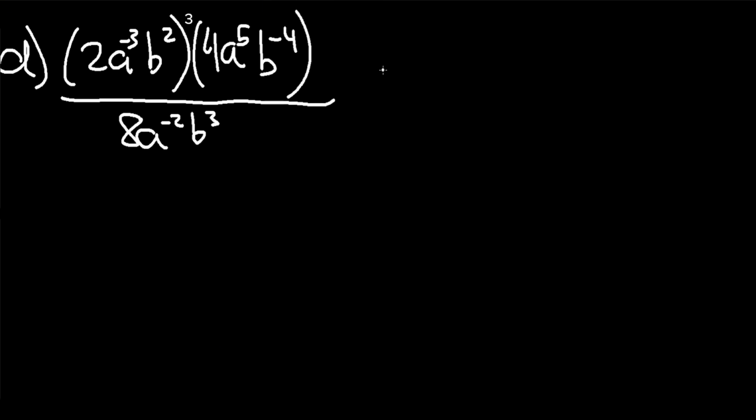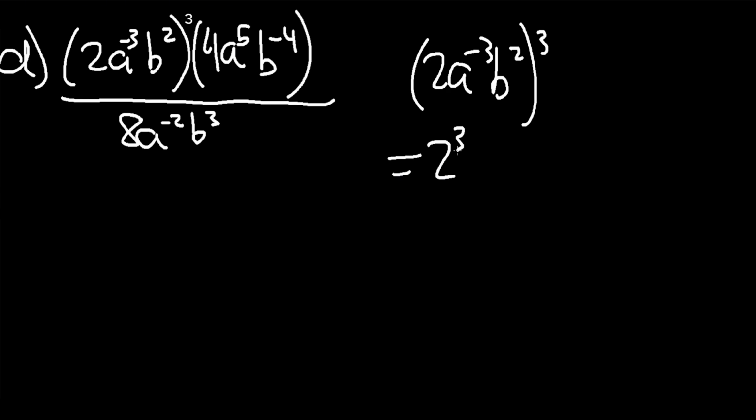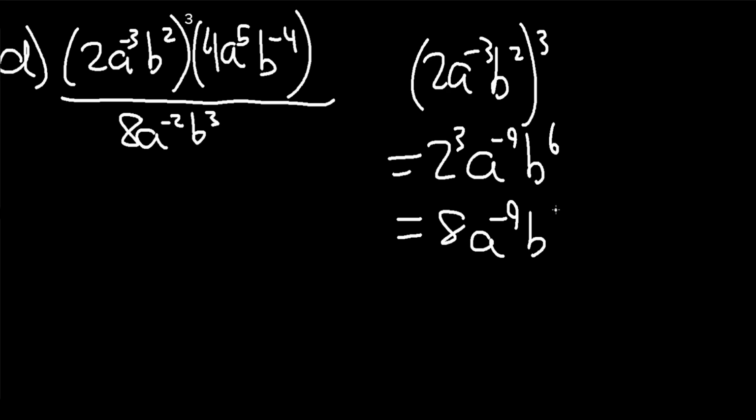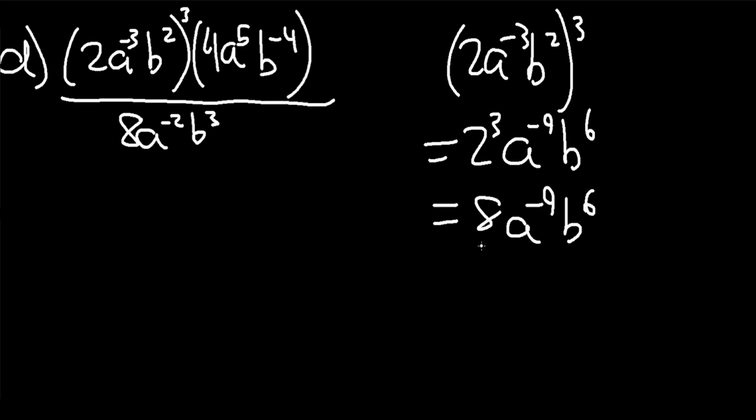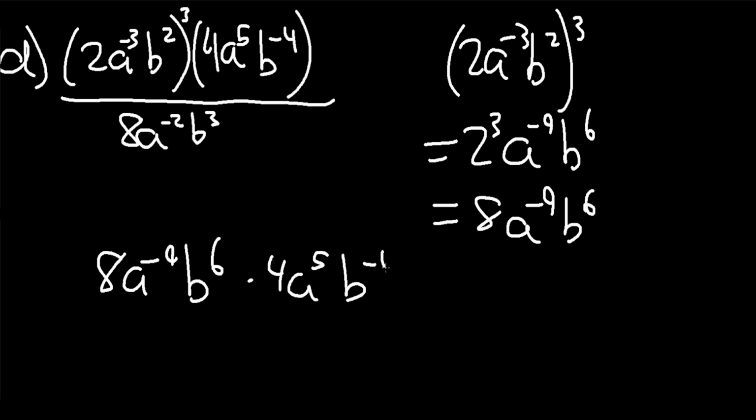So now for our final question, let's first expand the brackets again. So we have 2a to the power of -3 times b squared, all to the power of 3, which is just the same as 2 to the power of 3 times a to the power of -9 times b to the power of 6, which equals 8a to the power of -9 times b to the power of 6. Now we're going to multiply this onto the numerator, so it becomes 8a to the power of -9 times b to the power of 6 times 4a to the power of 5 times b to the power of -4.